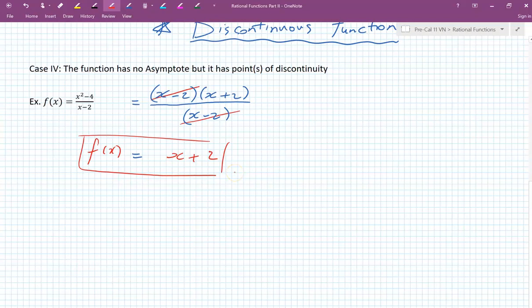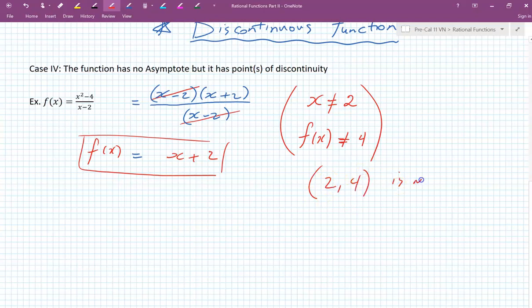But there is a catch. The catch is the non-permissible value that we have in this case, the denominator: x cannot be equal to 2. And if x cannot be equal to 2, therefore f of x, or the y value, cannot be equal to 4. That is a crucial part. That means the coordinate (2, 4) is not on the graph.